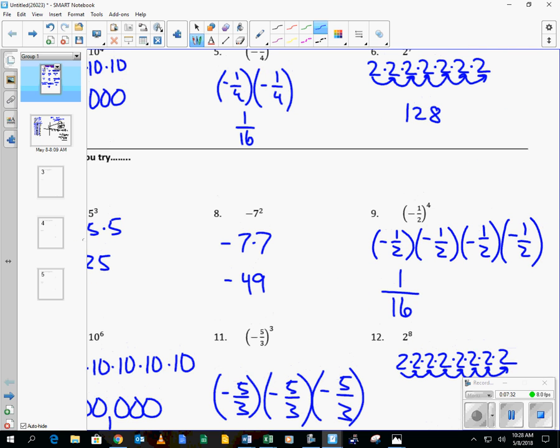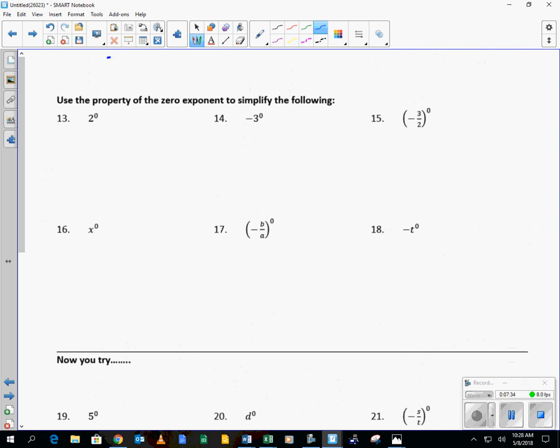Let's flip it over to the next page and let us now talk about the zero exponent property, and that is if you take anything and raise it to the 0 power, you get 1. And so you can see that here you have 2 to the 0 power, which will be 1. But 14 is different because the negative is not being taken to the 0 power, so therefore it is negative 1.